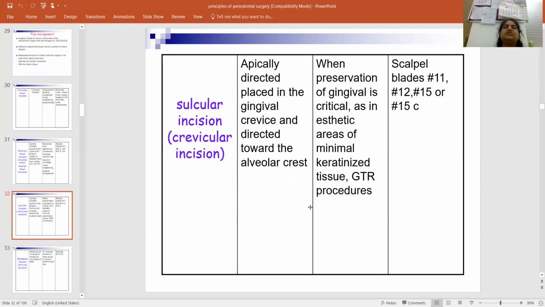The third incision is the circular incision, the crevicular incision, apically directed, placed in the gingival crevice and directed towards the alveolar crest. It is used when the preservation of gingiva is critical, as in esthetic areas or areas of minimal keratinized tissue, and also in guided tissue regeneration procedures. The blades which we can use in this are number 11 blade, number 12 blade, 15 and 15C.